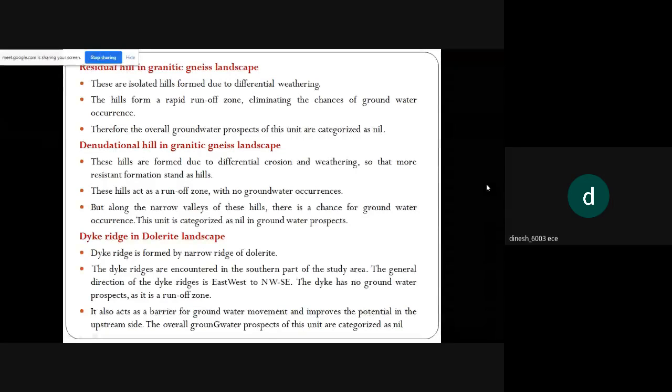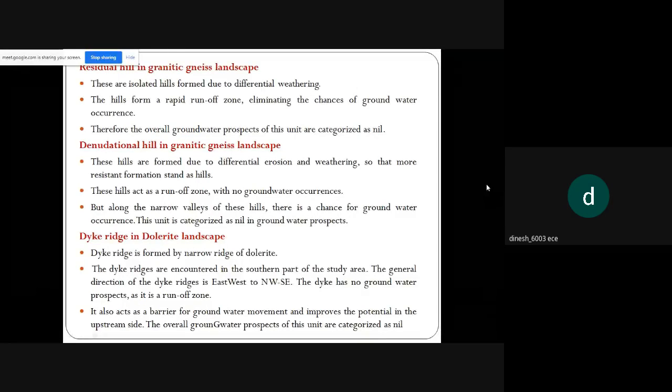Next is the denudational hill in granitic genesis landscape. These hills are formed due to differential erosion and weathering, so that more resistant formations stand as hills. These hills act as a runoff zone with low groundwater occurrence. But along the narrow valleys of these hills, there is a chance for groundwater occurrence, though this unit is categorized as nil in groundwater prospects.